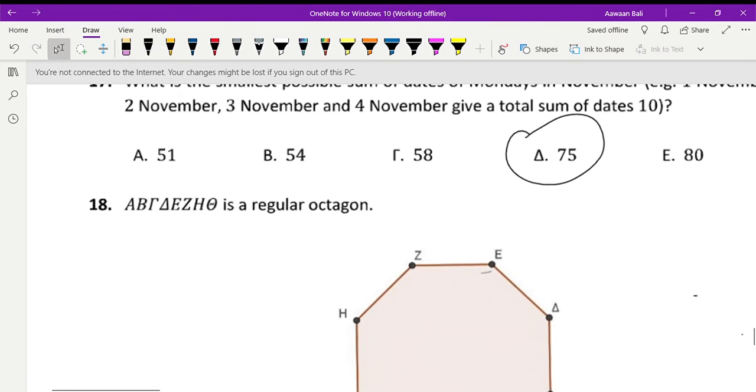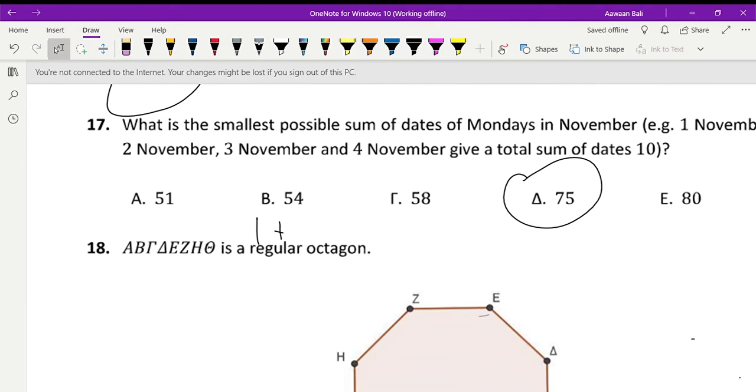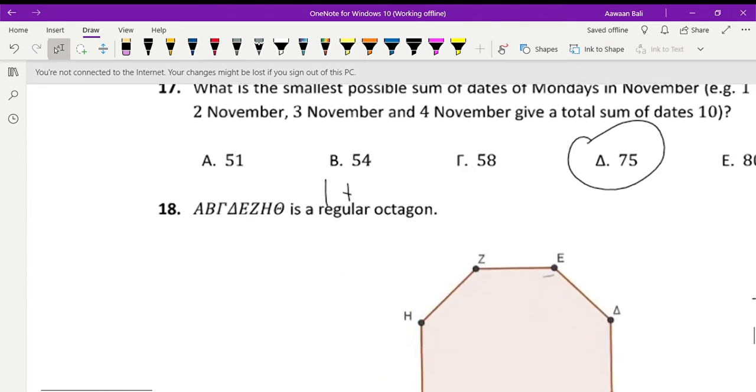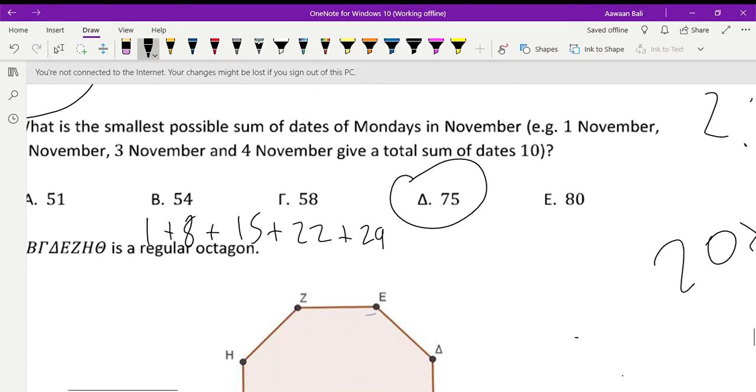So here we have the 1st of November, and then we add 7, because that's the number of days in a week, and then it'll still be a Monday, as we said in question number 14. So 1 plus 7 is 8. Now 8 plus 7 is 15. 15 plus 7 is 22. 22 plus 7 is 29. And since we know that there are a total of 30 days in November, we can stop there.